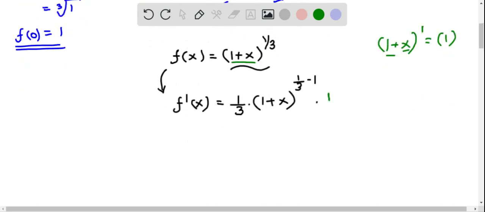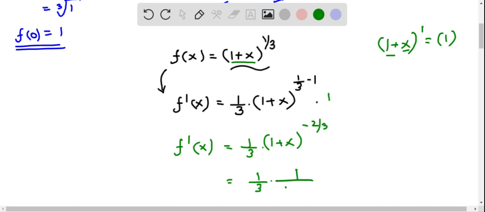Now let's simplify this. So f prime of x equals 1 third times 1 plus x raised to the power of 1 third minus 1, which is negative 2 thirds, and this times 1 is the same quantity. This can be written in positive powers as 1 third times 1 over 1 plus x raised to the power of 2 thirds. And so this is the derivative of the function f of x.